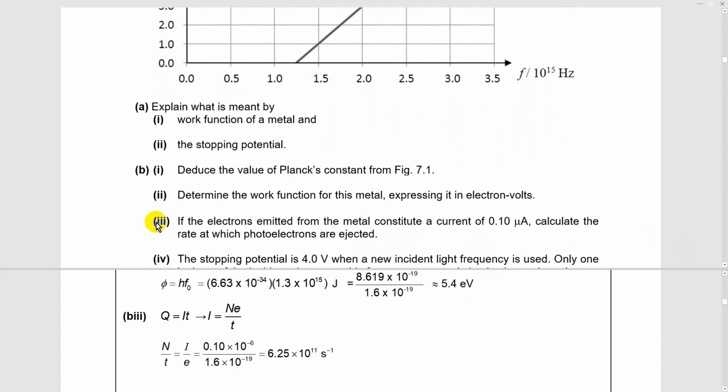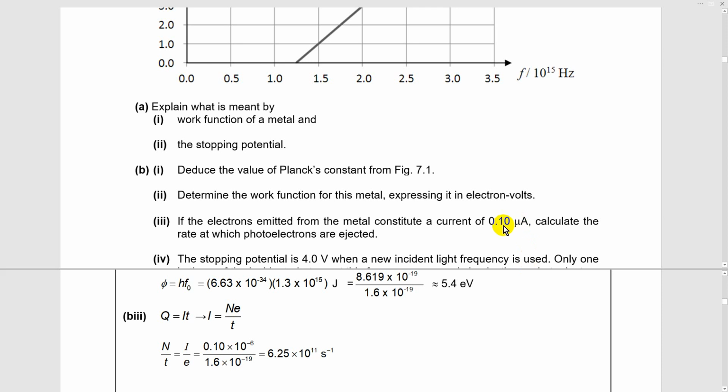Part 3. If the electrons emitted from the metal constitute a current of 0.10 microampere, so given the current, we can find the number of electrons that's ejected and collected per second. Okay, rate means per second. Photoelectrons are referring to the electrons, it's just the electrons themselves. So they are asking for the number of electrons that's moving per second given the current. Okay, this comes from the earlier topic, the current of electricity topic.